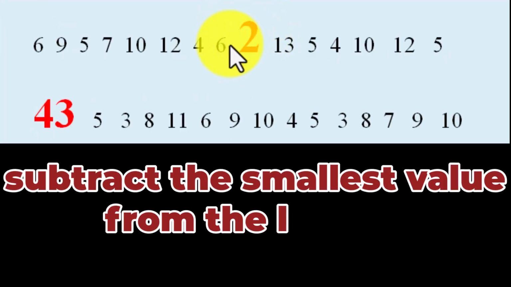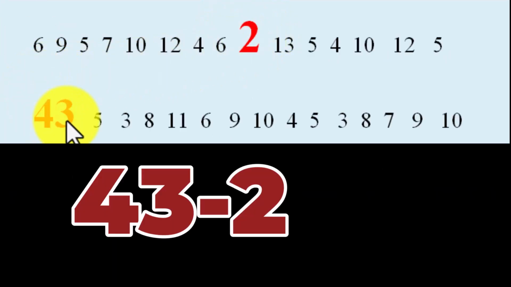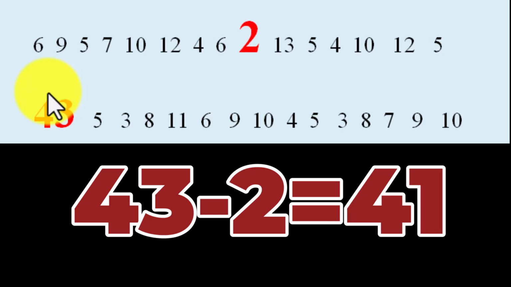Subtract the smallest value from the largest. 43 minus 2 equals 41, so the range is 41. Decide how many groups, classes, we want. It's helpful to have 5 to 12 groups so the data is not too crowded or too empty. Let's choose 7 classes as a good number.